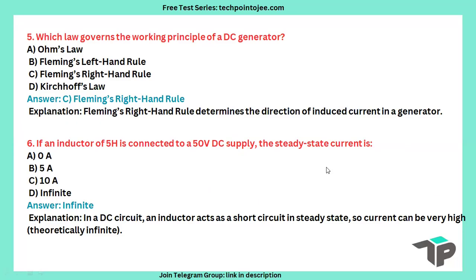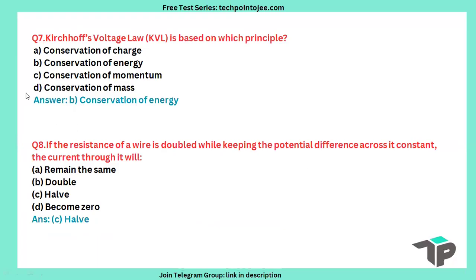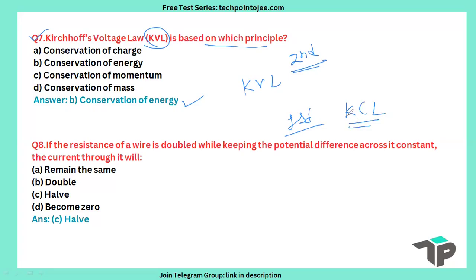This is called the short circuit concept. In a short circuit a large amount of current flows, which is why more heat is produced in a short circuit. Next question: Kirchhoff's voltage law, KVL, is based on which principle? Conservation of energy. KVL is Kirchhoff's second law. Similarly, Kirchhoff's first law is KCL, Kirchhoff's current law, and it is based on conservation of charge. So conservation of charge is KCL, and conservation of energy is KVL.